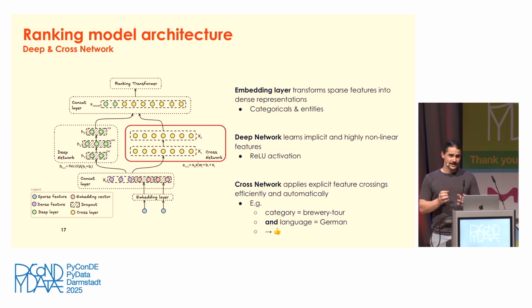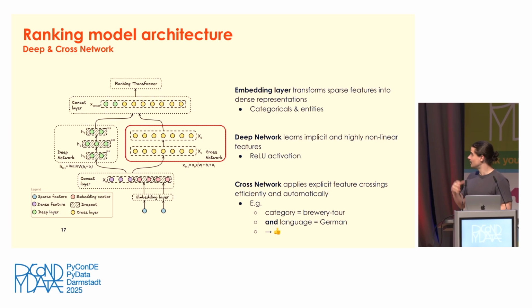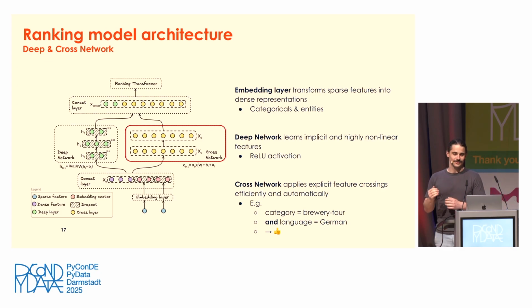So a feature crossing would be something like the example shown here, which is a 2nd degree feature crossing. It's a simple AND statement. So if the category of the activity is brewery tour, and the language that the user has selected is German, maybe that activity should be ranked higher. This kind of explicit linear feature crossing is something that the cross network can do very effectively, but on the other hand, traditionally, deep networks with non-linearities struggle with this kind of representation.